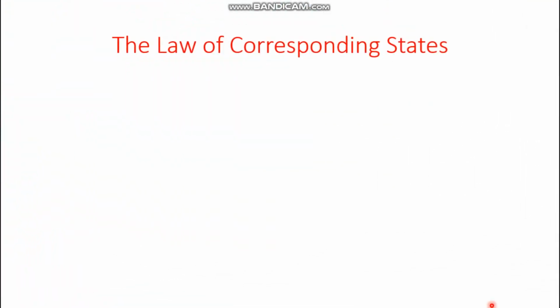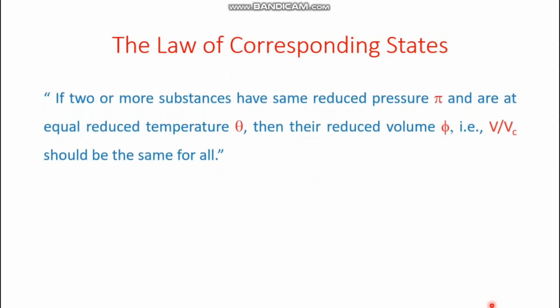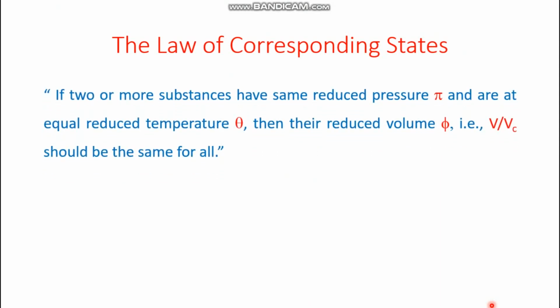Now what about the law of corresponding states? The law states that if 2 or more substances have the same reduced pressure pi and they are at equal reduced temperature theta, then their reduced volume phi, that is V over Vc, should be the same for all substances. That is the law of corresponding states.